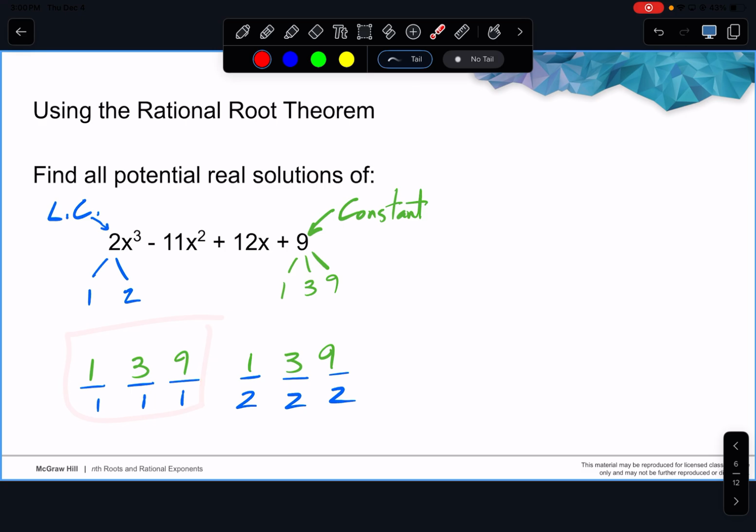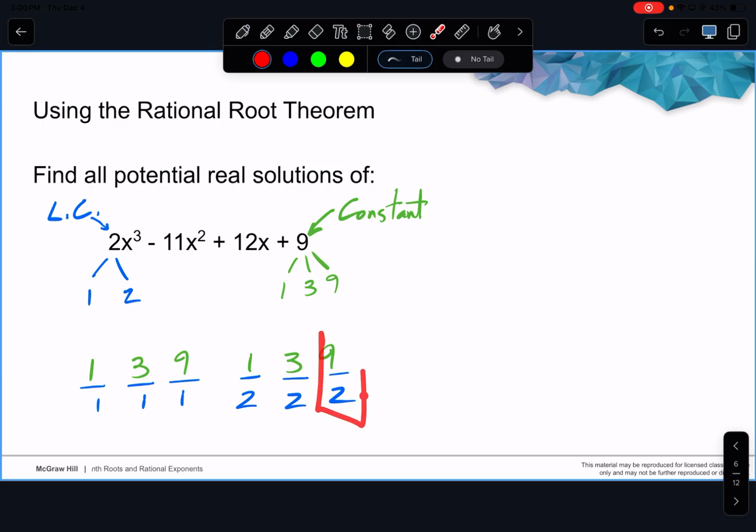Now, the reality. These numbers right here that we listed first, 1 over 1, 3 over 1, 9 over 1, those are just what? Those are just whole numbers. We don't even really need the ones under there, right? But I wanted to show you that for this process, okay? I also want to alert you to the fact that let's say that this was a 3 here.